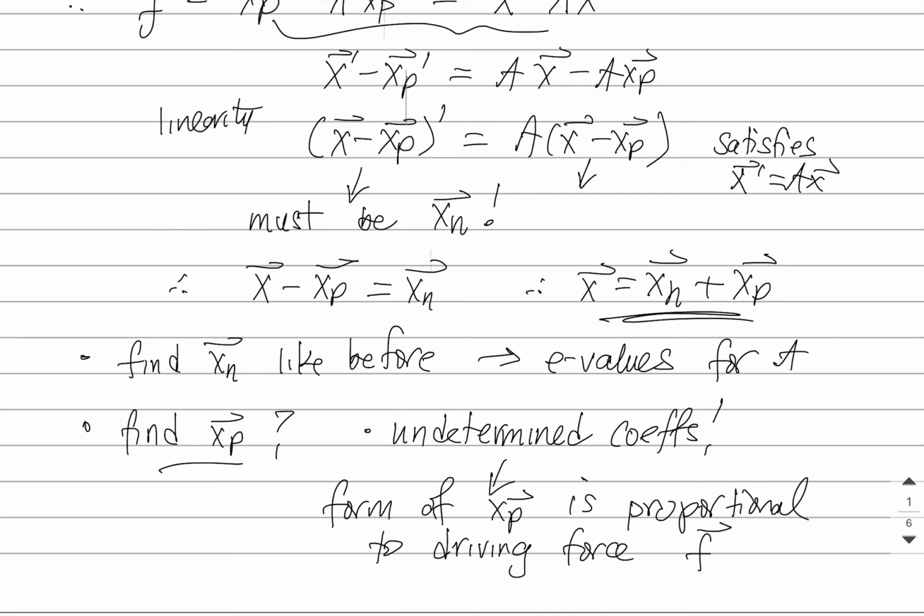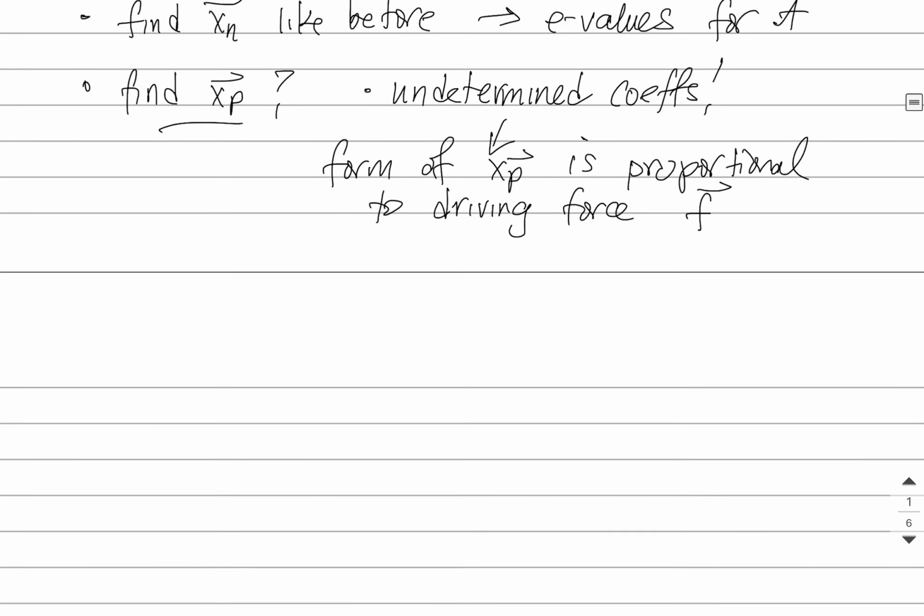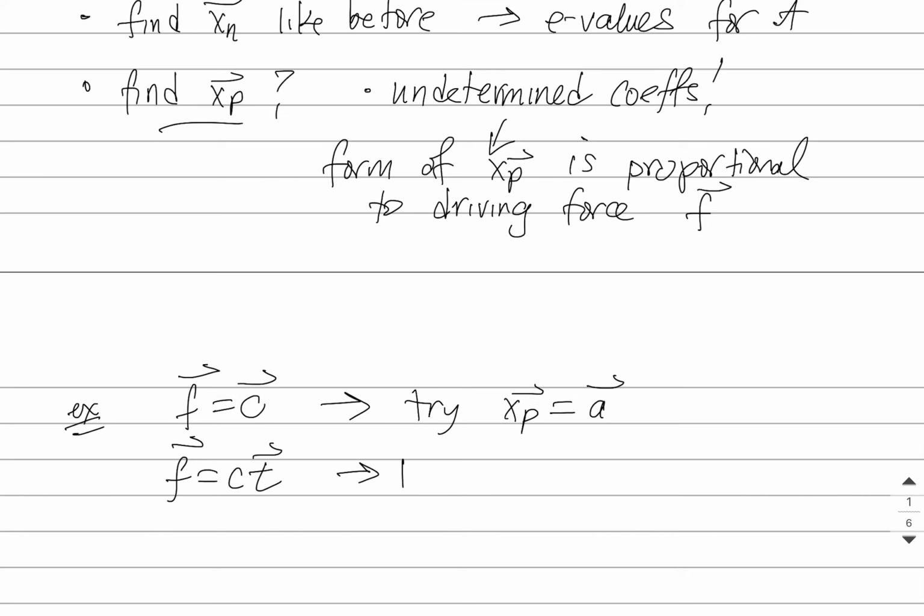And this is exactly as it was prior, right? We are going to assume that the nature of the driving force F will induce a response from the system that will be of the same form. So for example, if our driving force is a constant, then we should try a particular solution that is a constant vector. If my driving force is some linear function, then we'll try the most general linear function we possibly can. What's important here is that these constants are constant vectors, not scalars.